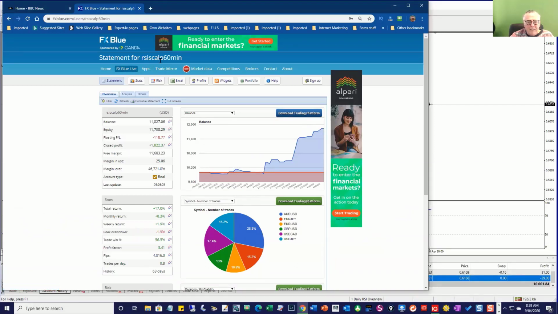We call them the RSI scalp 30, but it's actually the RSI trend. It's a trend. It's using trend settings. Again, I have shown that in various videos, but this is a real account, and you can see it's done 17% in the last 2 months, so it's doing pretty well.